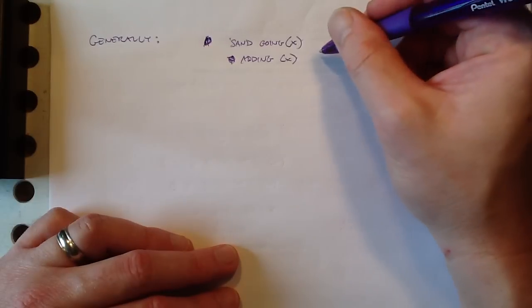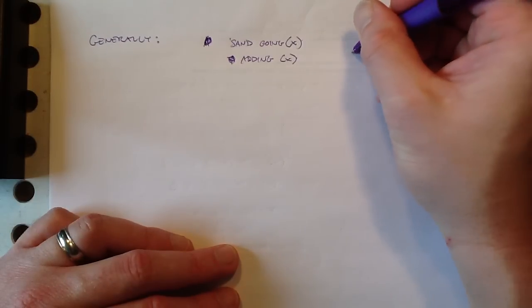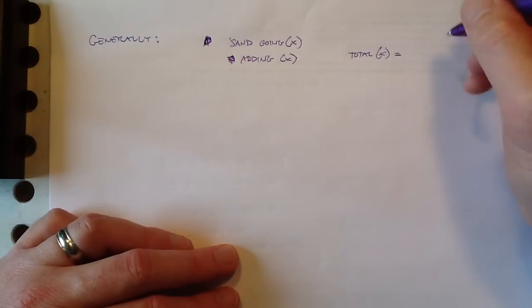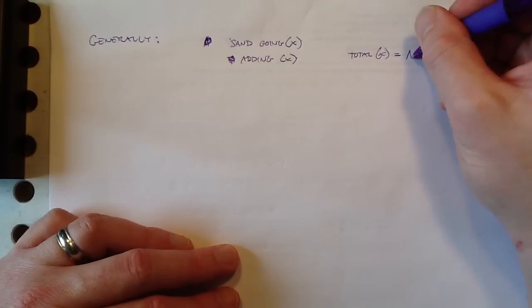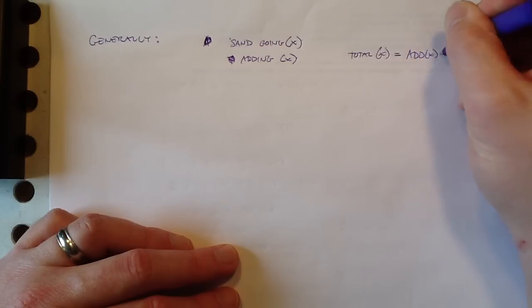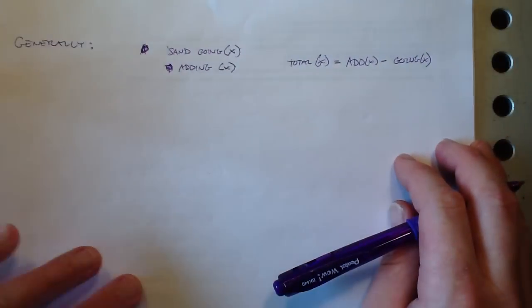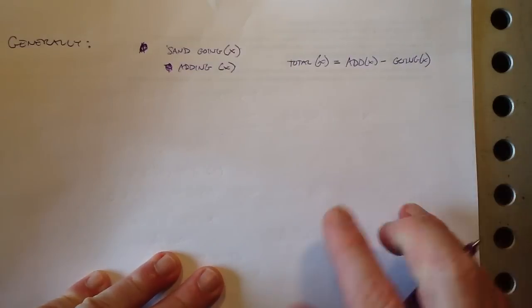So if you wanted to know how much sand is on the beach, the total amount of sand is equal to the amount you have added minus the amount that has been taken away, right? That's kind of obvious, but then the calculus just follows from here, just like our last one.